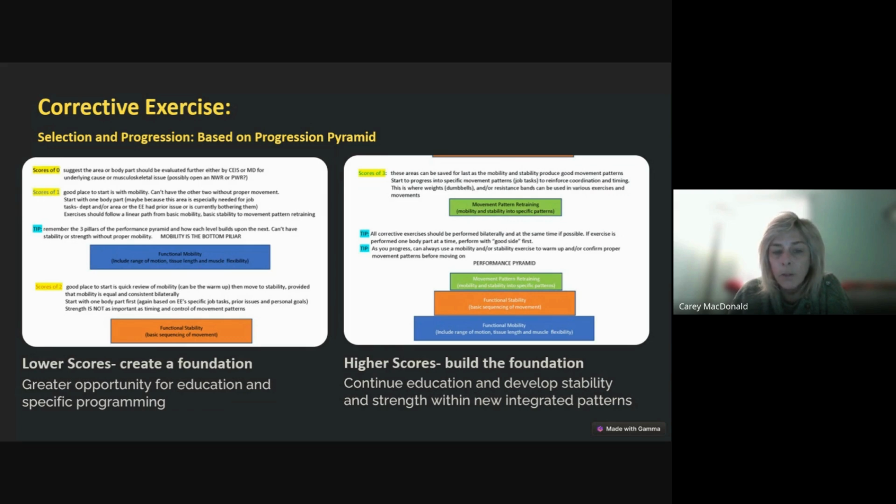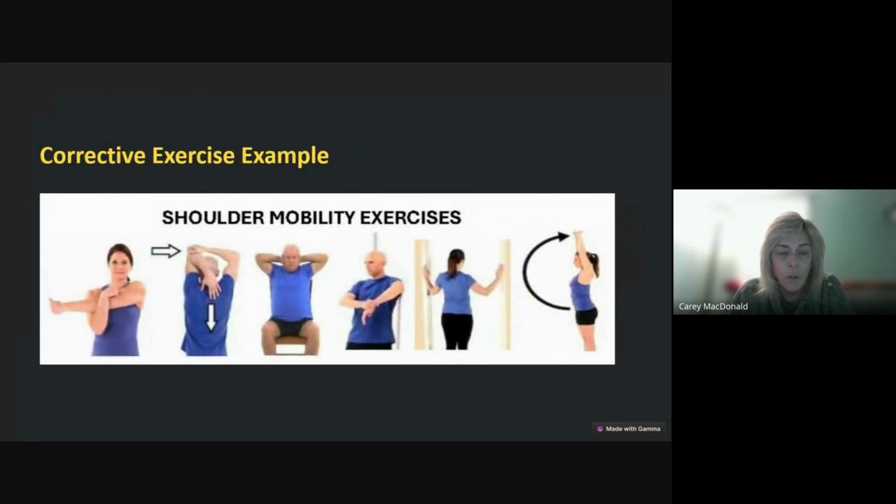And with those higher scores, we could build on the foundation they had to work with their stability and strength, and then integrate new patterns for improvement. As an example, this would be a corrective exercise example for shoulder mobility. What we would usually do is take anywhere from 3 to 6 movements or exercises, so to speak, and work from there.